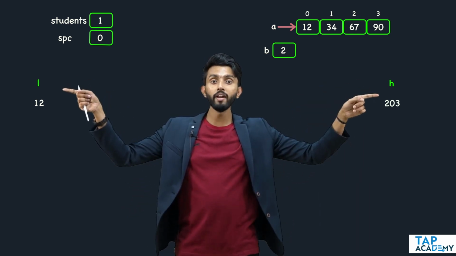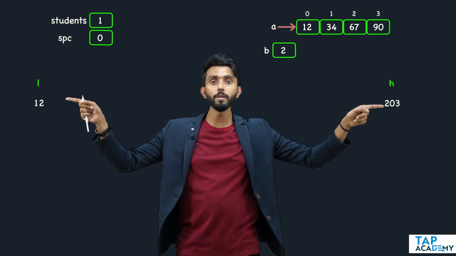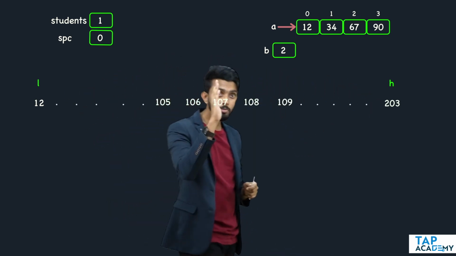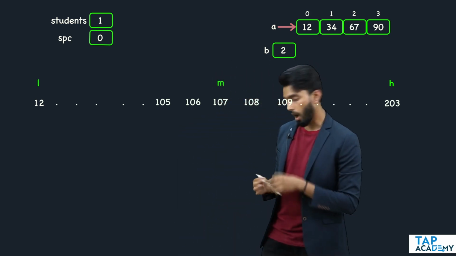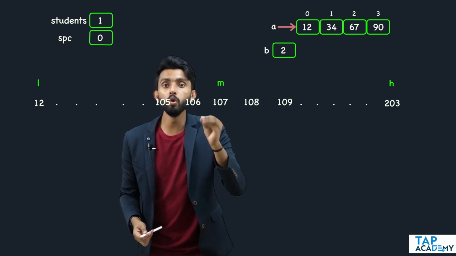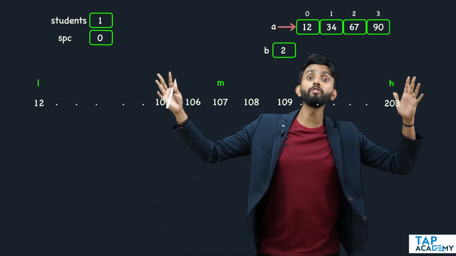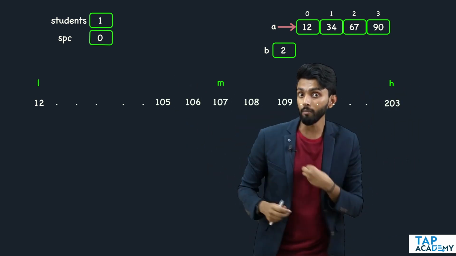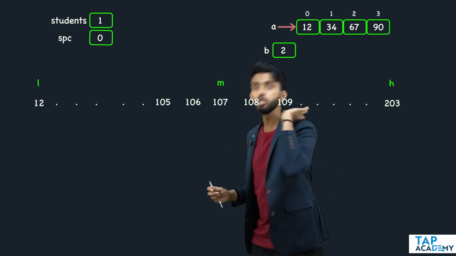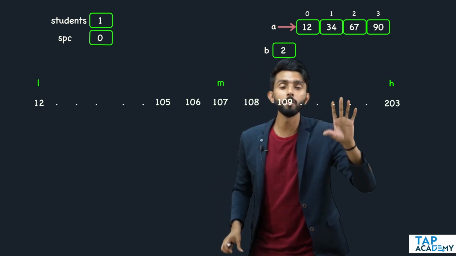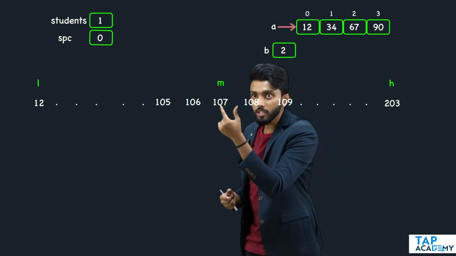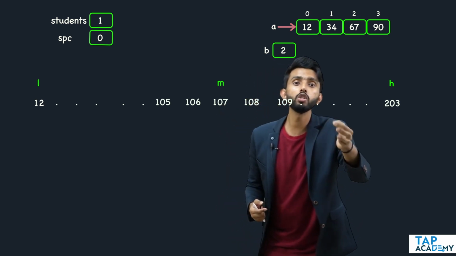Now, what I will do is find the mid, low plus high divided by 2. 12 plus 203 divided by 2 is nothing but 107. That is my mid value. Now, how I am developing the algorithm is, I will assume that the value I am looking for, that is the minimum out of that maximum allotment, is this mid value. I may be right, I may be wrong, but I am assuming. How will I know whether my assumption is correct or wrong? For that, I have to check whether this 107 is a possible solution or not.